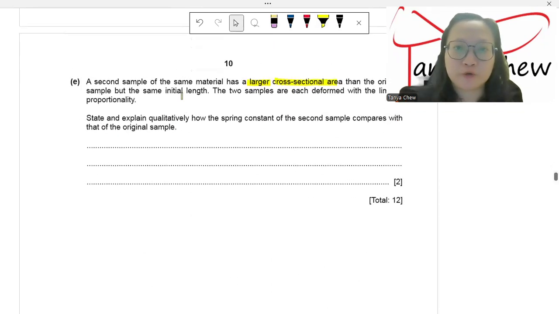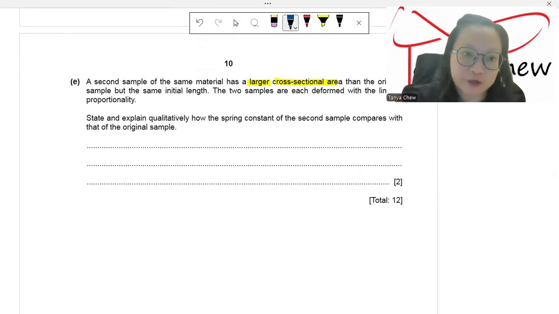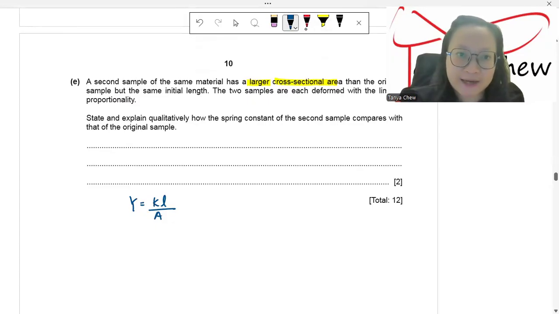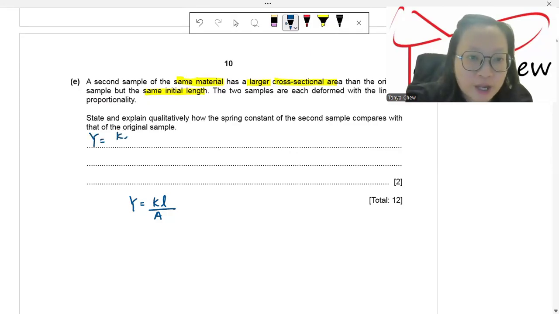qualitatively, that means no calculation involved, how the spring constant of the second sample compares with that of the original sample. How I'm going to do this is write down the equation that I used just now. Young modulus is equal to spring constant times length over area. Since they mentioned the same initial length, length is constant, but larger cross-sectional area. Young modulus is the same because same material, right? So Y is equal to KL over A.